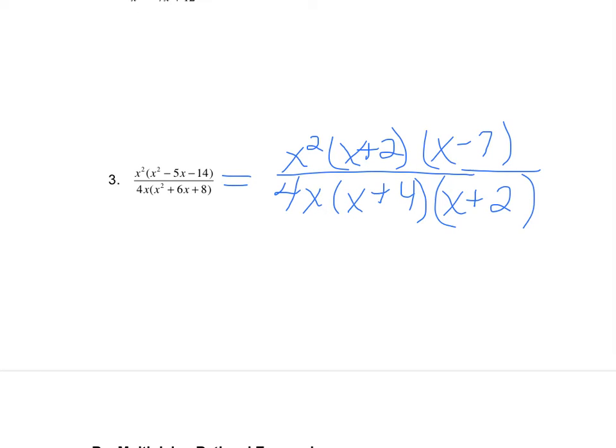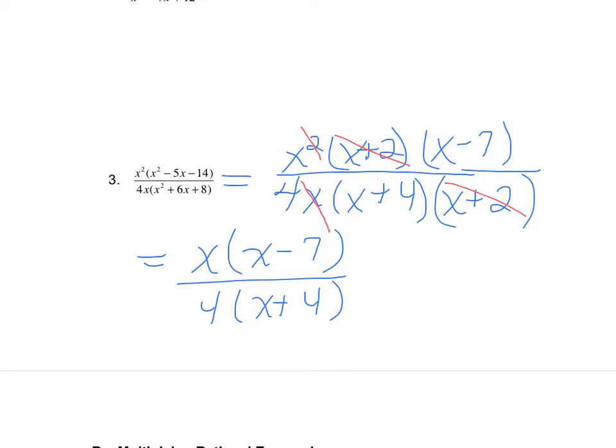Let's do some canceling. An x plus 2 for an x plus 2. Ooh, I have one x that stands alone because there's no addition or subtraction sign with it, and I have an x squared on the top that stands alone, so I can cancel 1x for 1x. So let's see what I have left over. On the top, I have x times x minus 7. On the bottom, I have 4 times x plus 4.